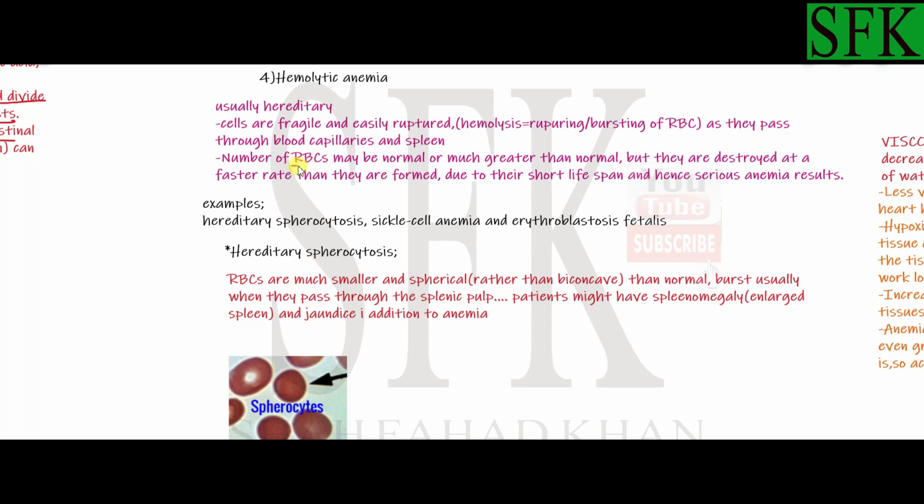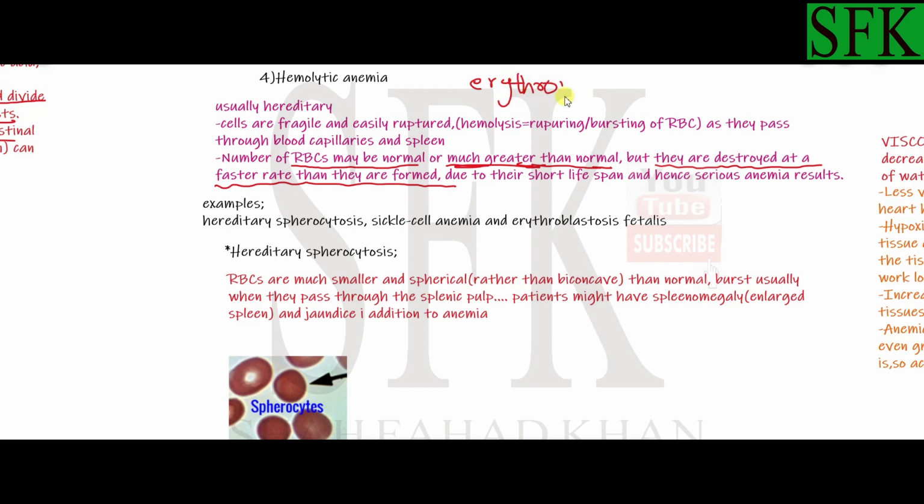The number of red blood cells may be normal or maybe greater than normal, but they are destroyed at a faster rate than they are formed. The rate of production is much slower than the rate of destruction. They are destroyed at a much faster rate because they are easily ruptured, they have a delicate membrane. So even if the body is producing these red blood cells at a very high rate due to erythropoietin secretion.